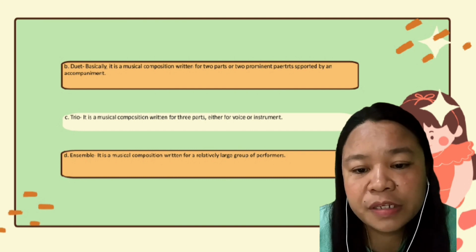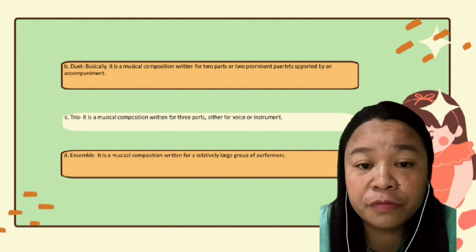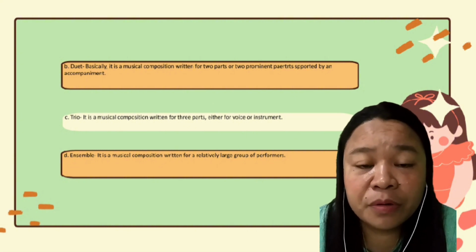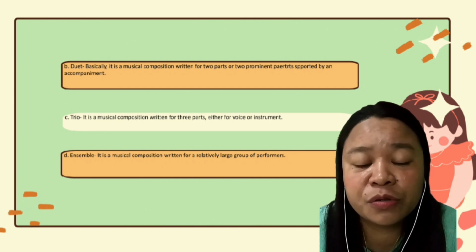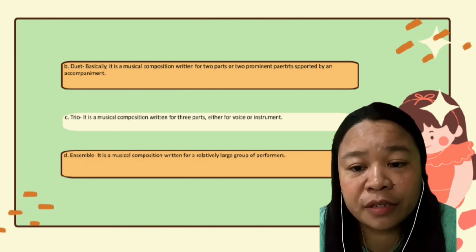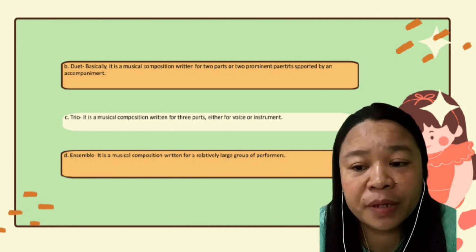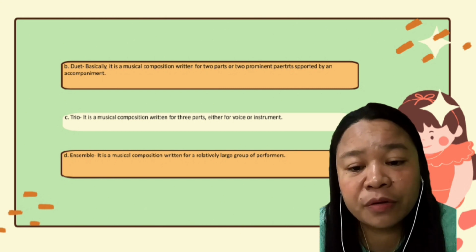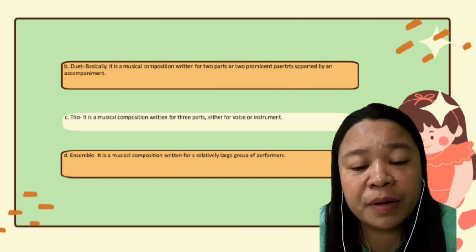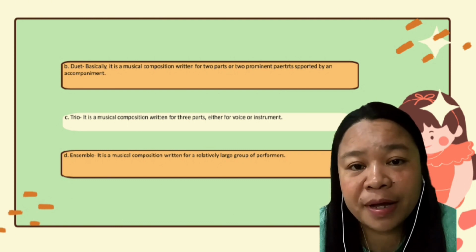Ensembles. Ensemble is a musical composition written for a relatively large group of performers. When we say ensembles, ito ay grupo. Ito ay isang musikal na komposisyon na isinusulat para sa isang relatibong malaking grupo ng mga mang-aawit at instrumentista o mga instrumento. Ilan sa mga halimbawa ng mga ensemble ay mga kurong awit, orkestra at banda. Ngunit maaari pa rin itong ensemble kahit maliit na grupo lamang ng 4 o 5 tao.